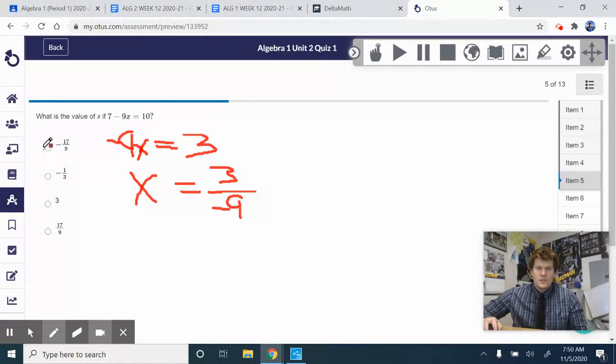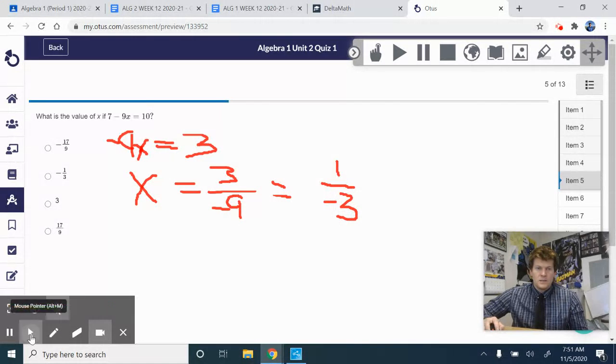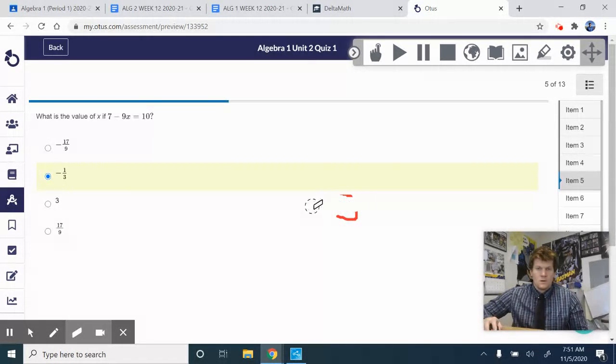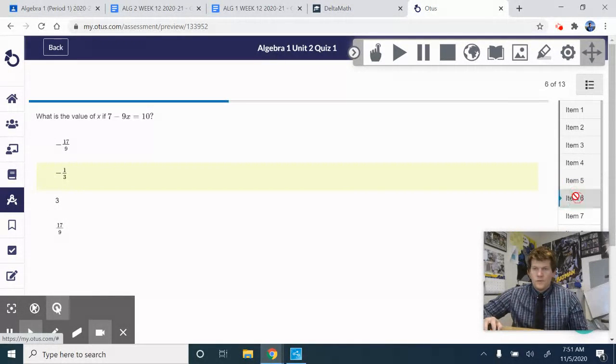That's not any of my options here because that 3 over negative 9 can reduce. 3 goes into 9. So actually this can reduce. I have 3 goes into 3 once. 3 goes into negative 9, negative 3 times. So do I have an option that says negative 1/3? I do. So negative 1/3 for that one.